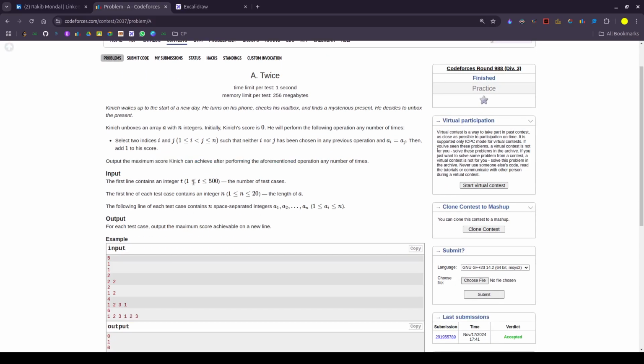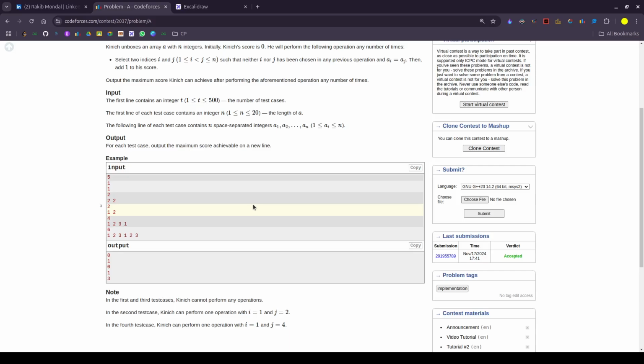Okay, so the first line will be given the test cases, t, the number of test cases. The second line will be n, the length of the array. Then the following line will be given the array elements. For each test case, output the maximum score on a new line.